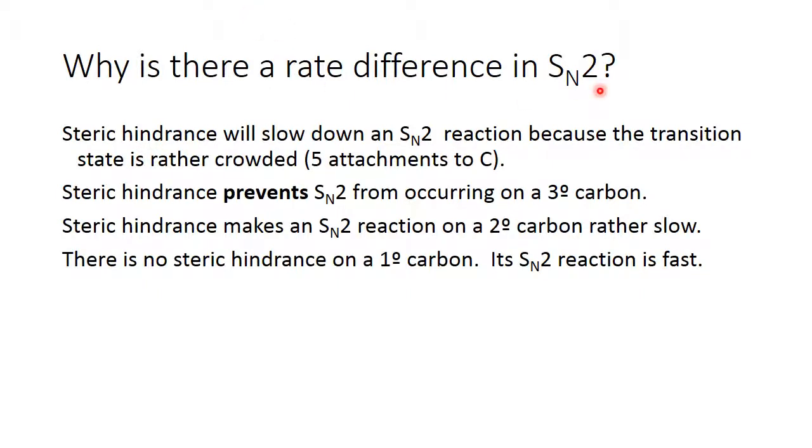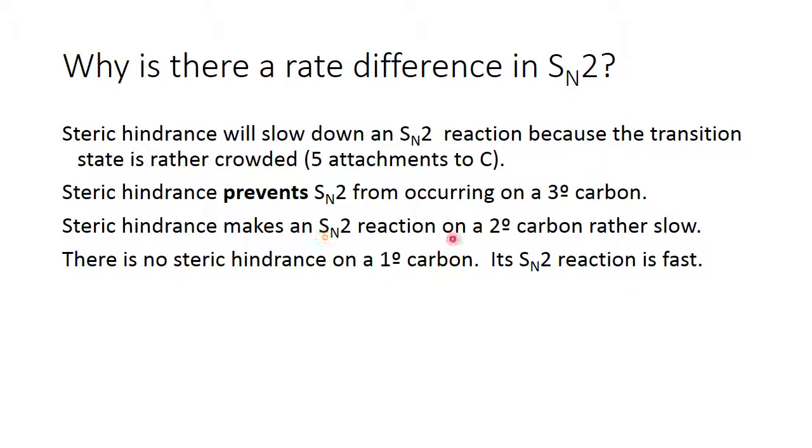So why is there a rate difference in SN2? It's because of steric hindrance. Steric hindrance will slow down an SN2 reaction because it's a very crowded transition state. And so, if you have a tertiary carbon, you cannot get it to undergo SN2 because the 3 alkyl groups on that carbon just block the backside of that carbon from undergoing an SN2 reaction. Remember, we called it backside attack, and those alkyl groups are basically crowding around the backside of that tertiary carbon.